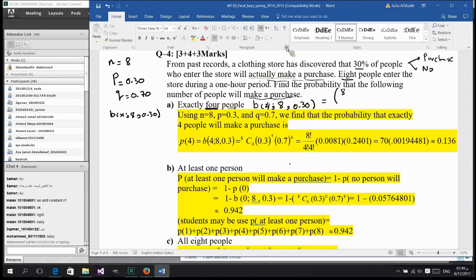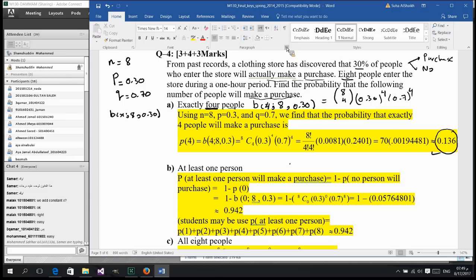It is 8 choose 4, 0.30 to the power x, meaning to the power 4, and 0.7 to the power 4 again, which is 8 minus 4. So find the result, and this is what you are getting. This is the result that we get here. Clear? You are following up with me.